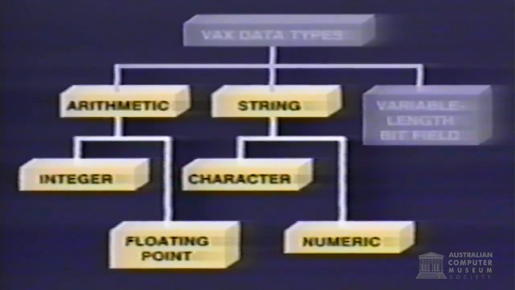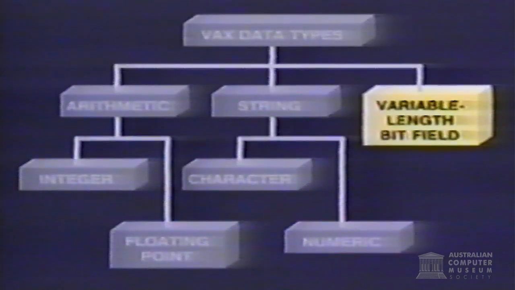All of these data types use a byte or a combination of bytes. There are times when it may be necessary or convenient to work with data in units smaller than 1 byte. The variable length bit field allows us to work with as little as 1 bit at a time.